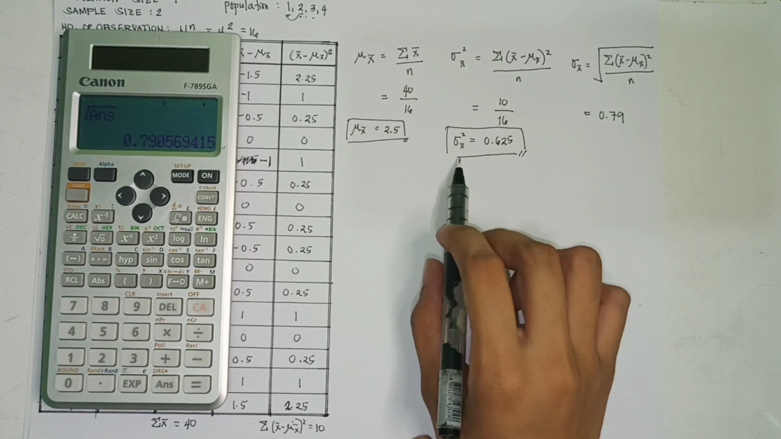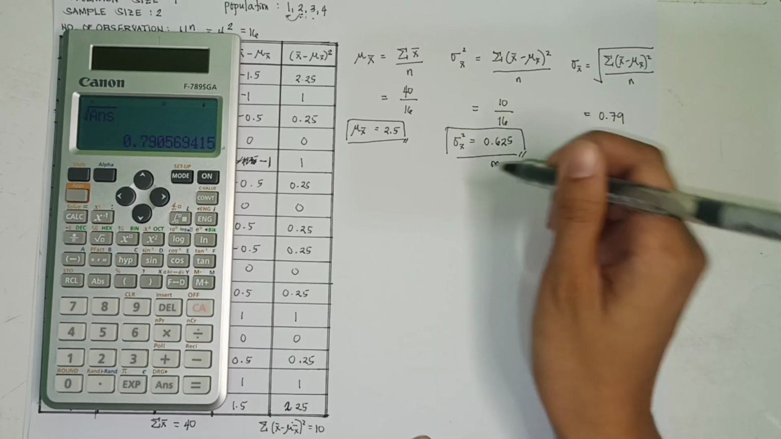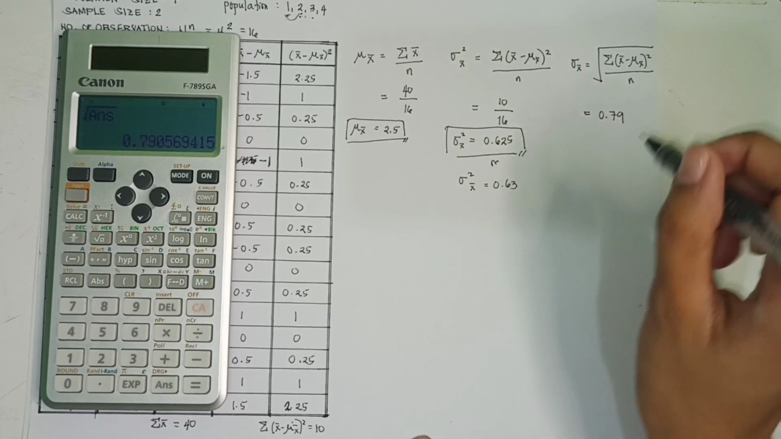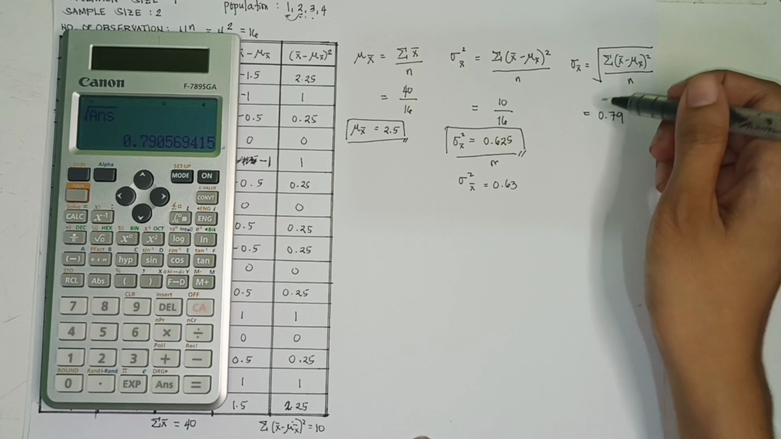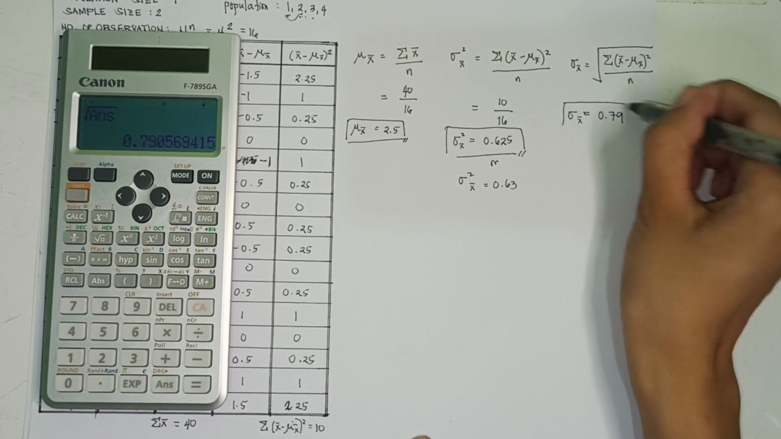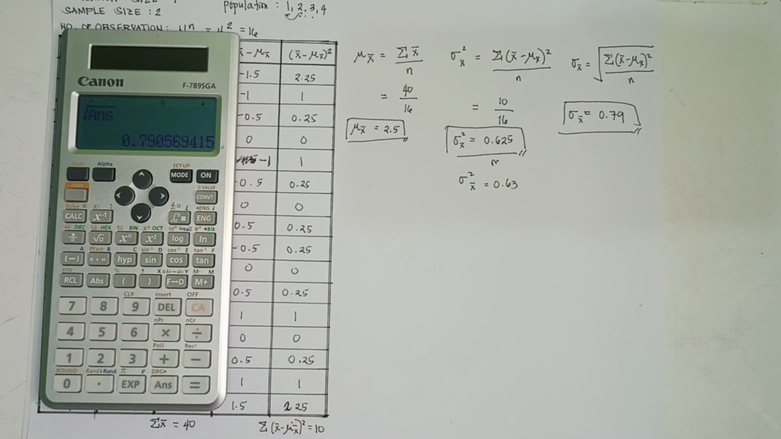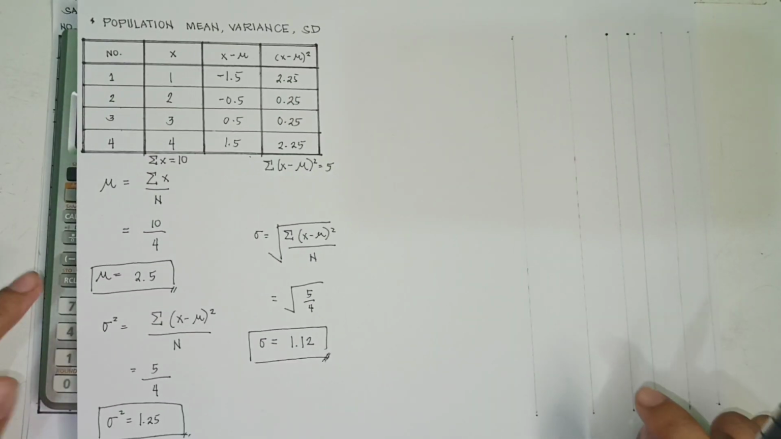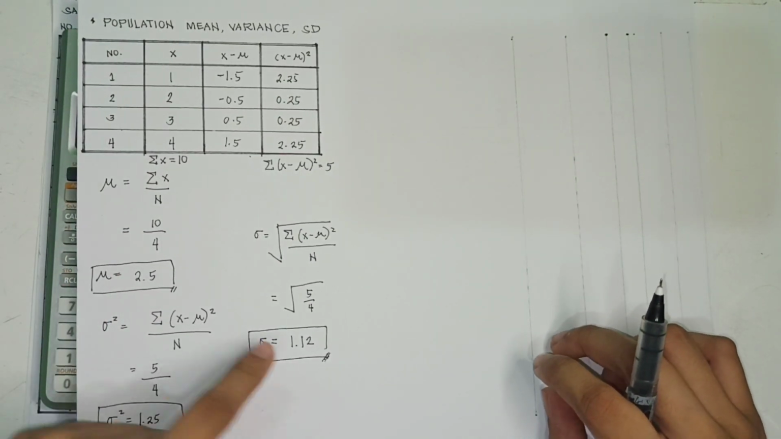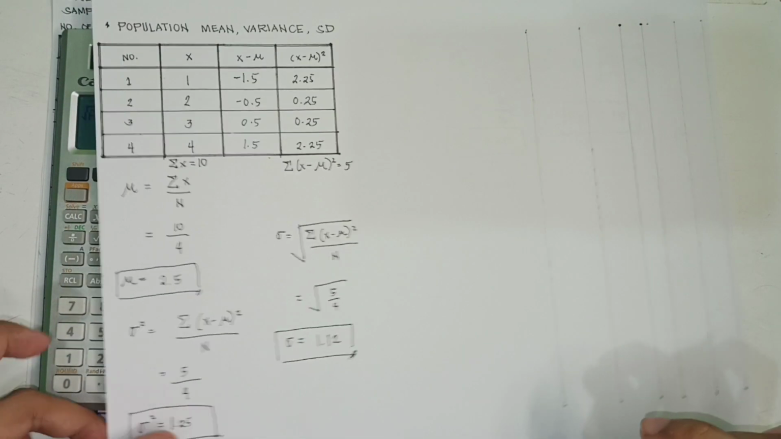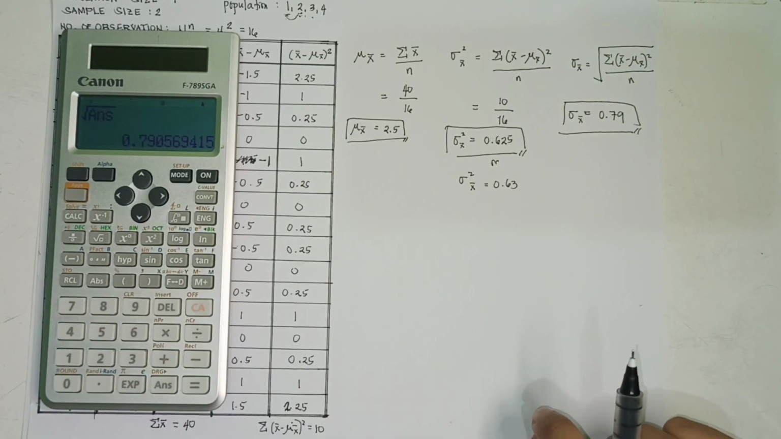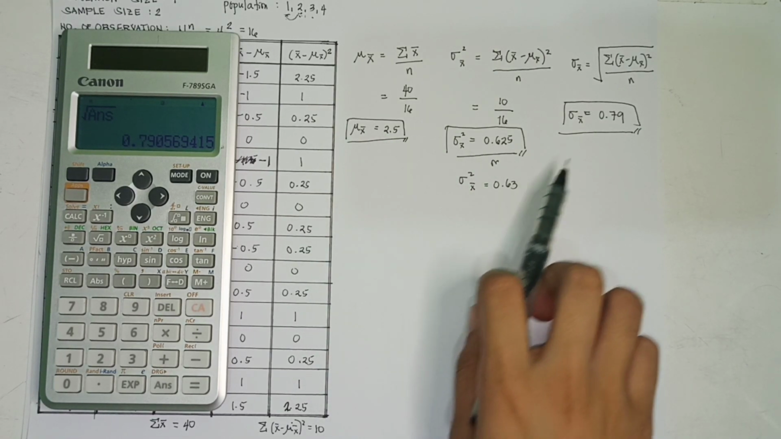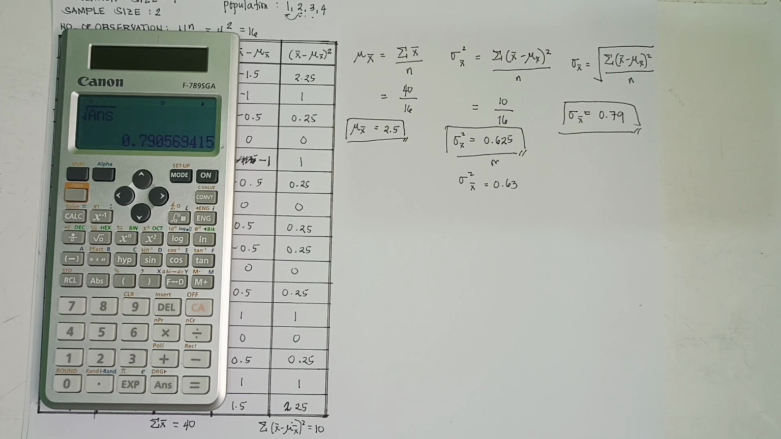So again, round off your final answer pala into 2 decimal places, ha? So sigma squared sub x bar is equal to 0.63. Okay. So our sigma sub x bar is equal to 0.79. So ngayon, ang ating population mean, variance, and standard deviation is 2.5, 1.25, and 1.12 respectively. And our mean, variance, and SD of a sampling distribution of means are 2.5, 0.63, and 0.79.